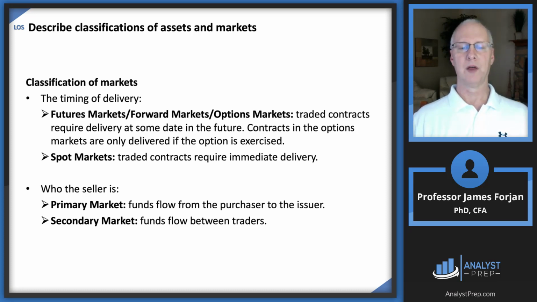How about who the seller is? Primary market is the market for newly created securities. When a company issues a bond or issues shares of stock, it's creating that financial asset. And so the funds flow from investors directly to the issuer. And this happens with governments as well.